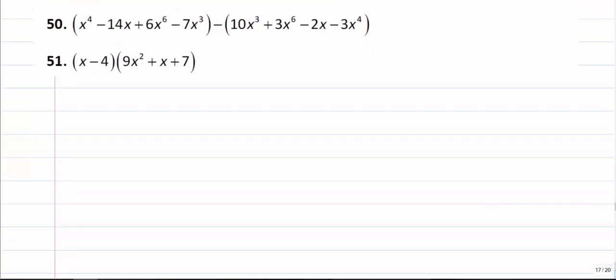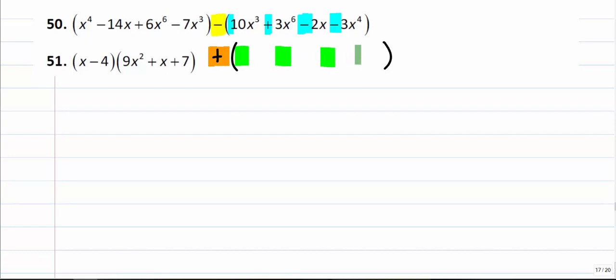Um, 50 and 51 look better to me. The main thing on 51 that you want to remember is it's going to be much easier to take this subtraction, and instead of leaving it like that, what I would do is I would change it to adding, but then I'm going to change all of my signs, meaning this is going to be negative 10x cubed, negative 3x squared, positive 2x, and positive 3x to the 4th. Right?